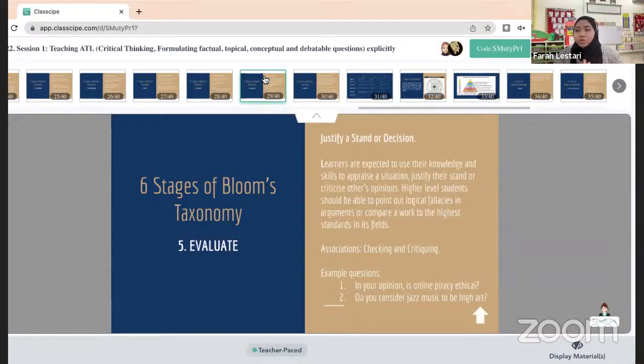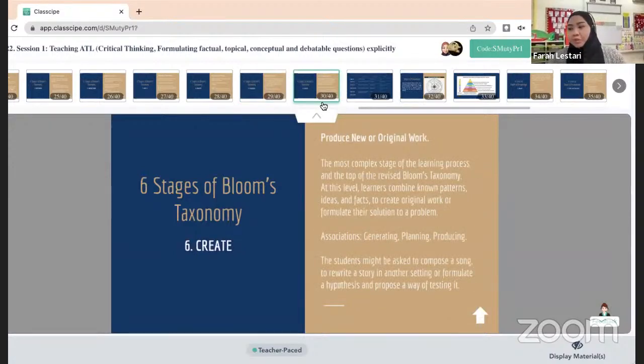So the student should be able to point out, say, logical fallacies, implications in certain arguments, or make comparisons of certain works. Associations that we make are checking or detecting inconsistency, for example, or fallacies in process or products, and critiquing, which involves finding inconsistency between the product and external criteria. So assessing with the command term to what extent is another example that we found in theory of knowledge as well.